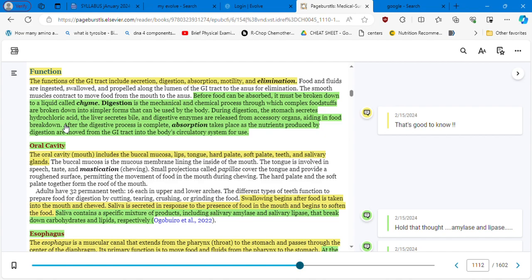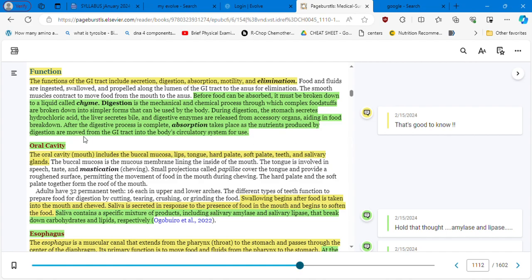microbiota issues. After the digestive process is complete, absorption takes place, and the nutrients produced by digestion are moved from the GI tract into the body's circulatory system for use. And that's good to know.